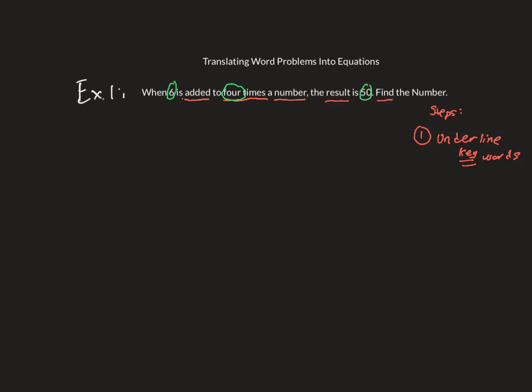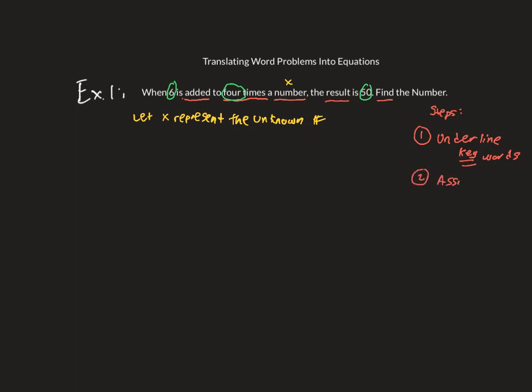Now, I'm telling you that when 6 is added to 4 times a number, first of all, do I know what this number is? No. So because I don't know what this number is, I should assign it a variable. So I'm going to call it x. I'm going to define this here as well. I'm going to say let x represent the unknown number. Okay? And that is your second step.